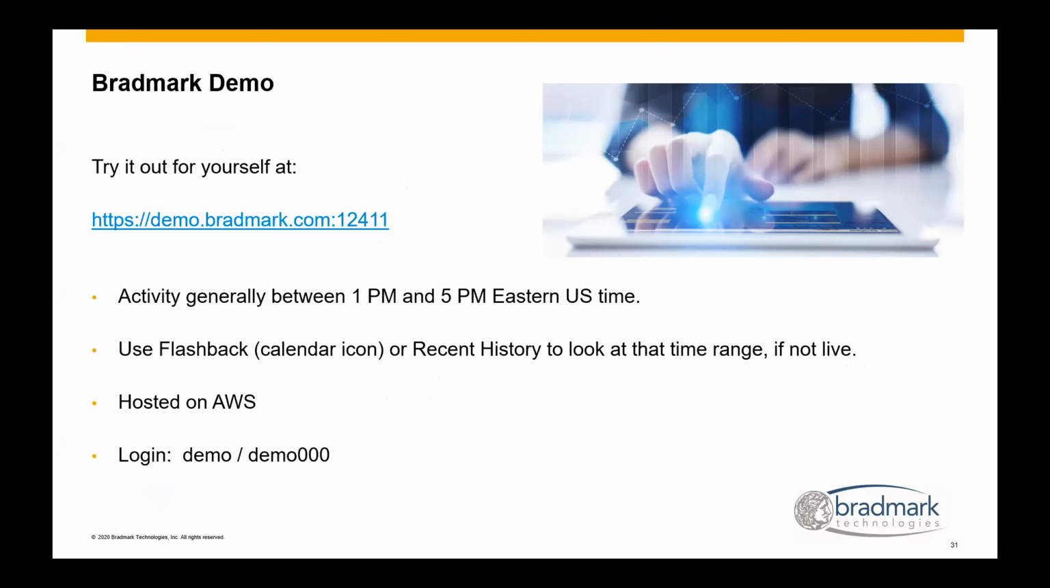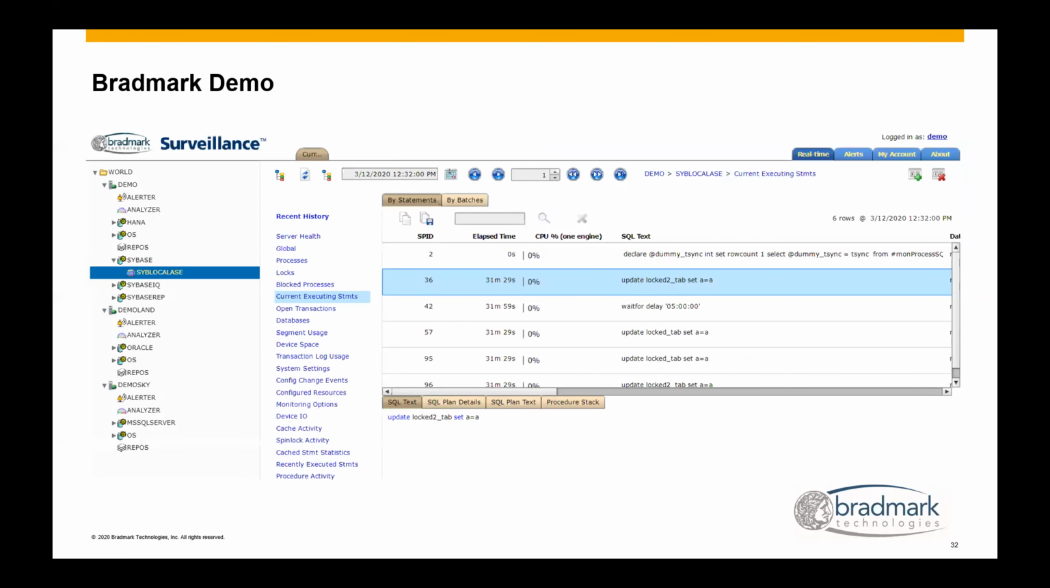But you can try this yourself. If you want to go to our demo site, there's the URL for it. It's on a particular port though, so make a note of that if you're going there. Generally we have activity between 1 and 5 p.m. Eastern. You can take a look at current stuff that's running, but if you're looking at this at a later time, you can use our flashback to easily go back in time and see what was going on, if you want to do post-mortem analysis. And there's the login information. This is hosted on AWS with very minimal specs. And as we saw before, this is what it looks like, where you can browse the demo land and the demo sky systems on there.